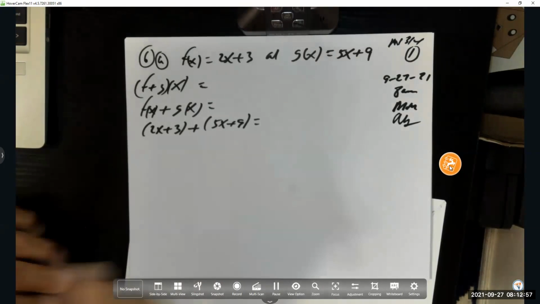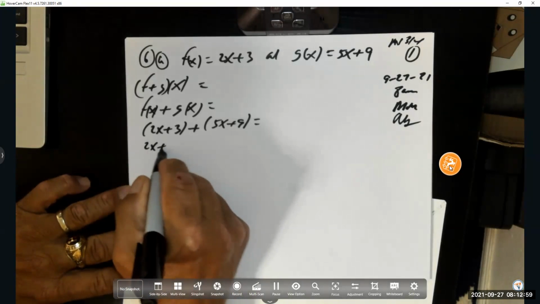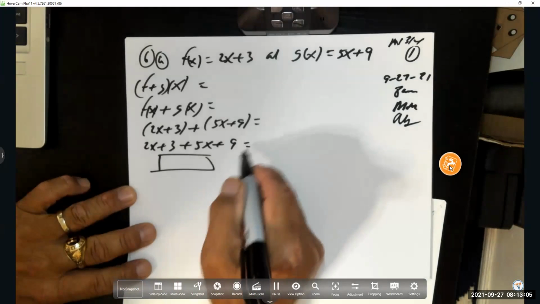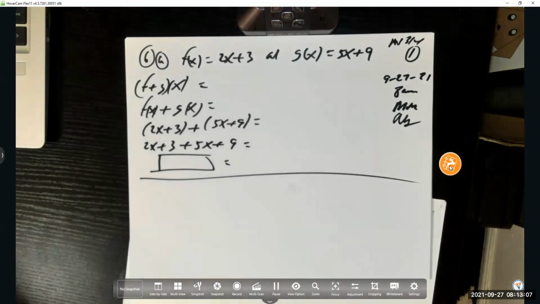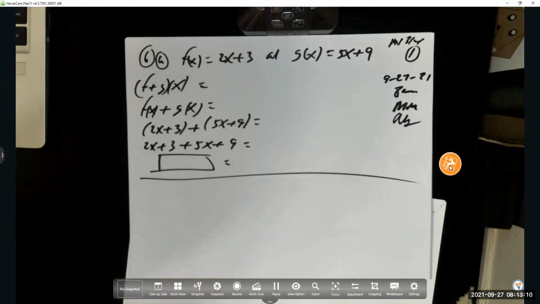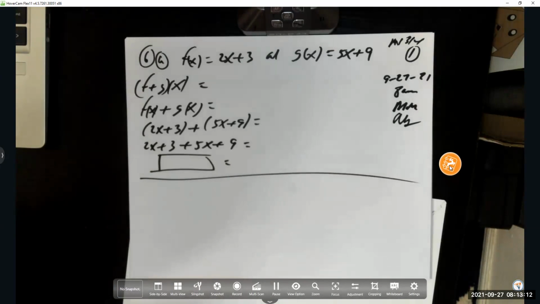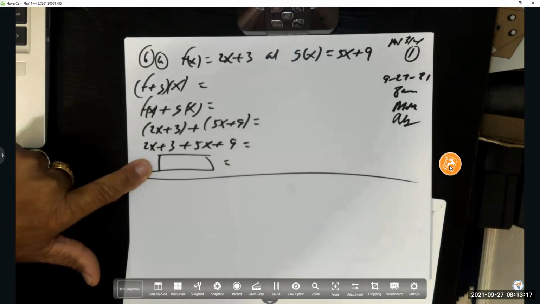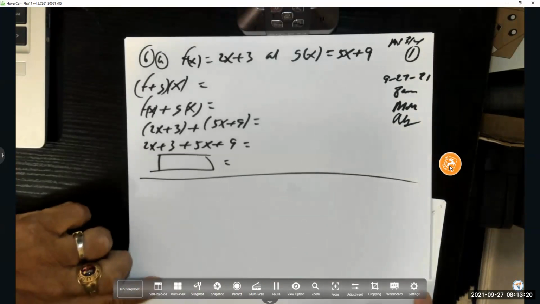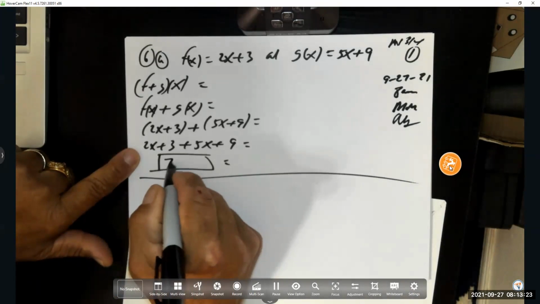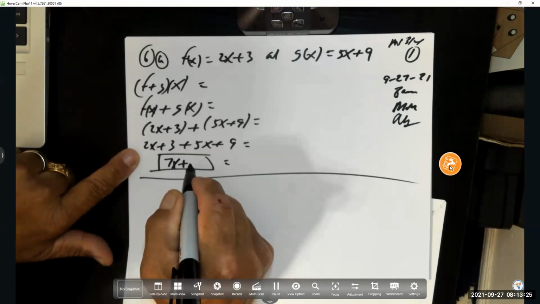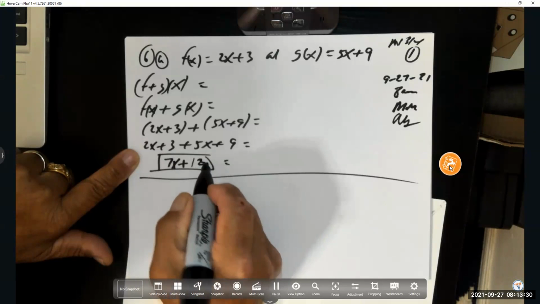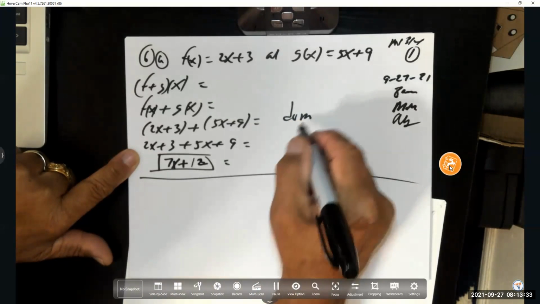Okay, ready? All right. So to do this one, you go 2x plus 3 plus 5x plus 9. And then inside the box, you're gonna put the answer. And the answer for this one is, you can tell me the answer. What goes in the box right there? 7x plus 13? Yep, that's it. 7x plus 12. Yeah, there you go. Okay, that's it. And the domain of this is just a generic answer.